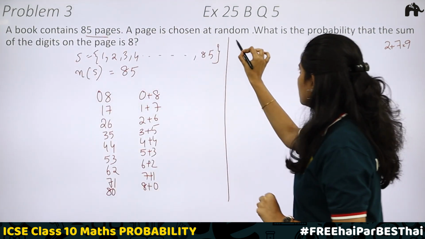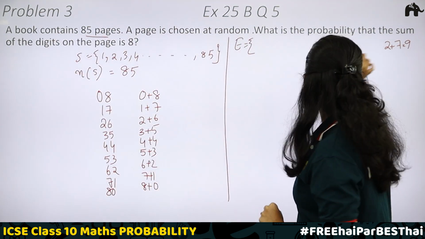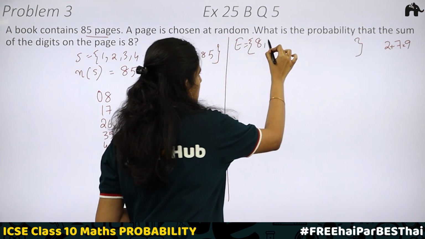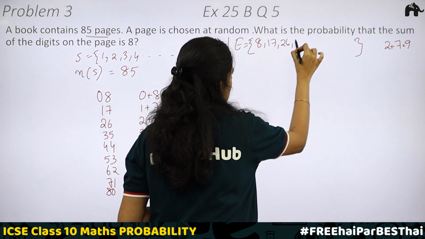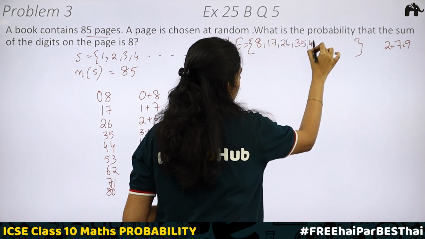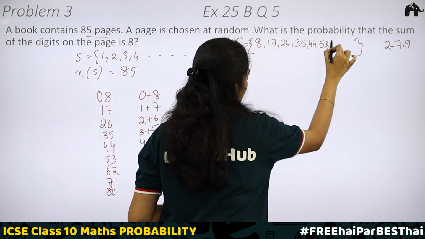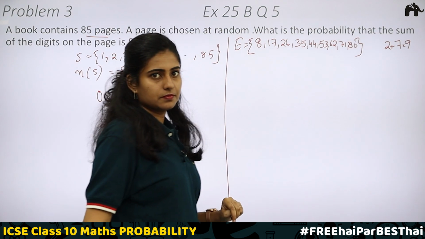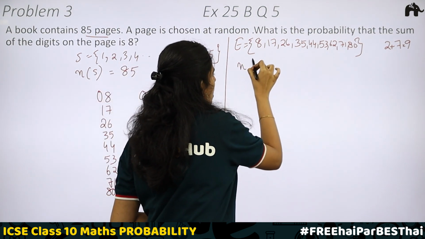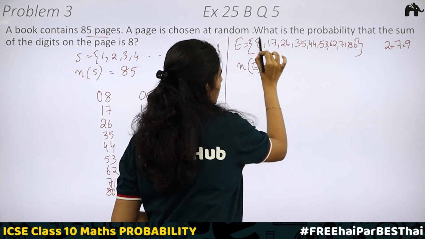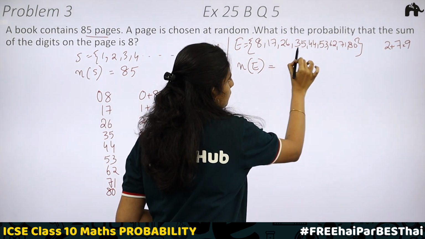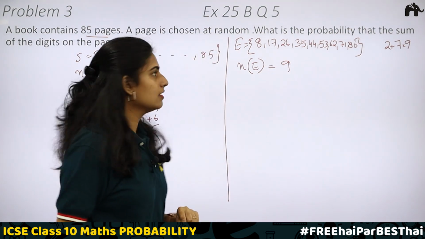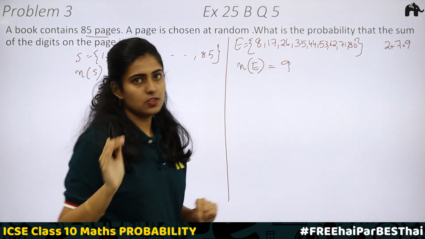Okay. So the event includes the pages. Page number 8. Page number 17. Page 26. 35. 44. 53. 62. 71. And 80. Okay. Number of outcomes favorable to the event is equal to, count, 1, 2, 3, 4, 5, 6, 7, 8, 9. 9 events are favorable. N of E is equal to 9.